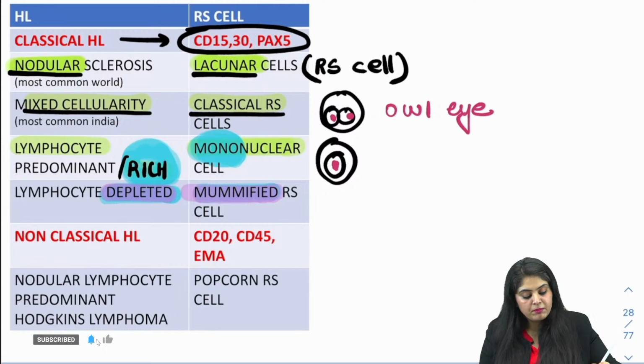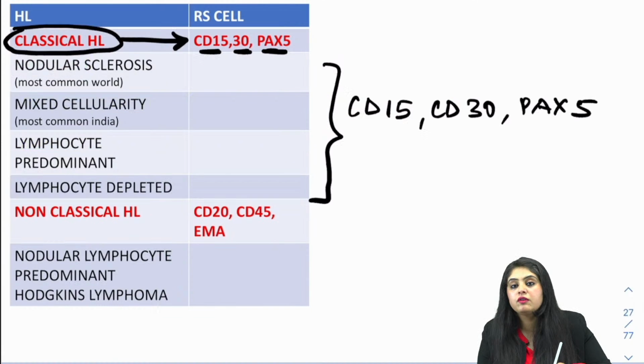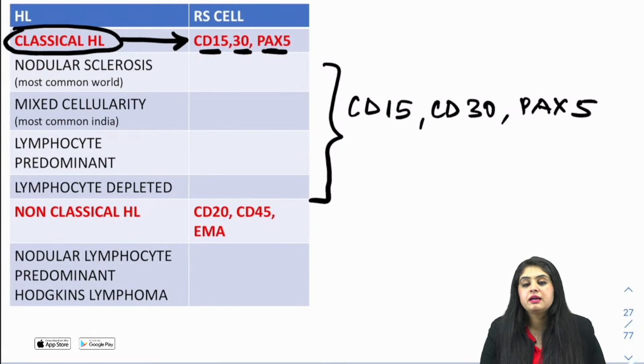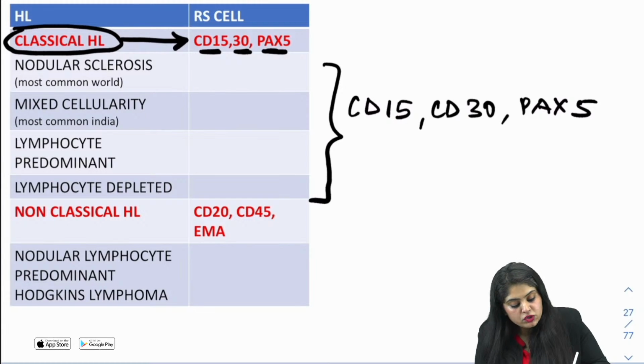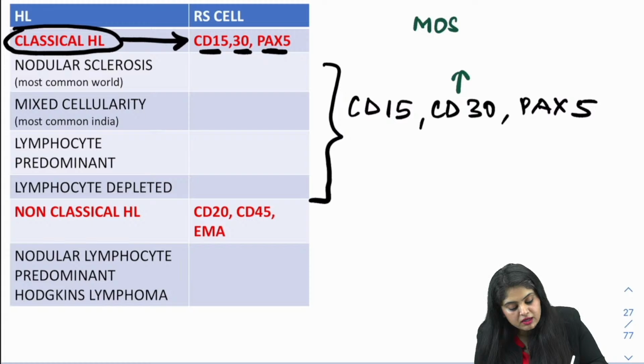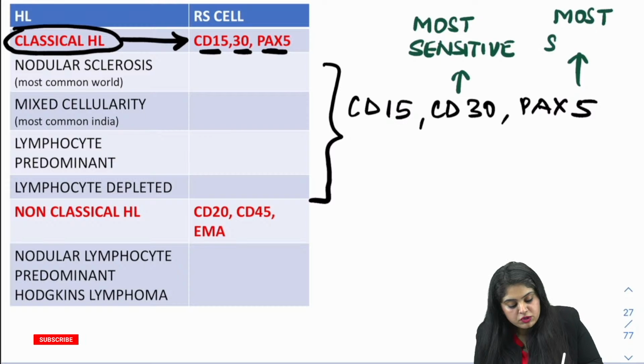And all of them are positive for, repeating once again, which markers? They are positive for CD15, CD30 and PAX5. What was the question that came in the last session? Which of these is the sensitive marker? That is CD30. And which of them is the most specific marker? That is PAX5.